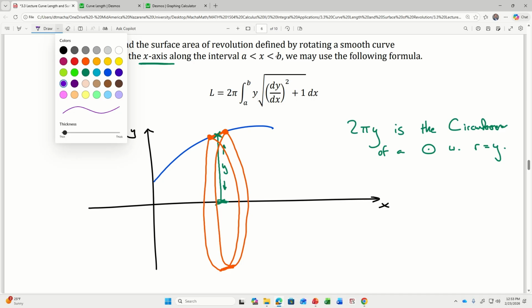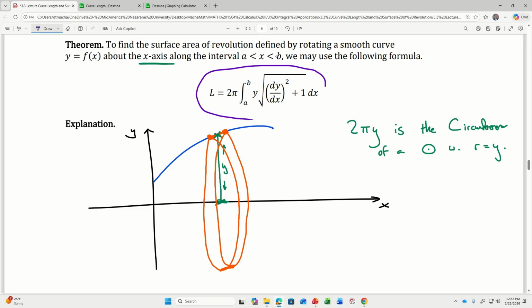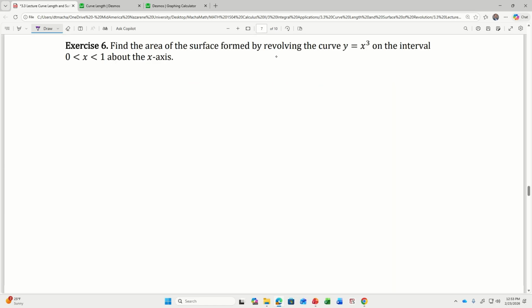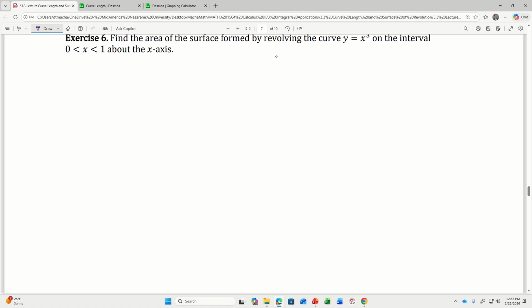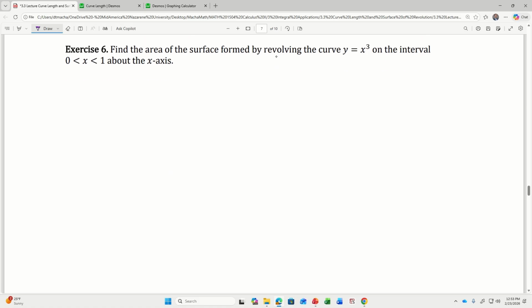So that's going to be another one to memorize. I know, I'm sorry you have to memorize so many things in this class, but that's another geometry formula in addition to the disk method and the washer method and the shell method and the curve length formulas. Now you got a surface area formula you got to memorize.